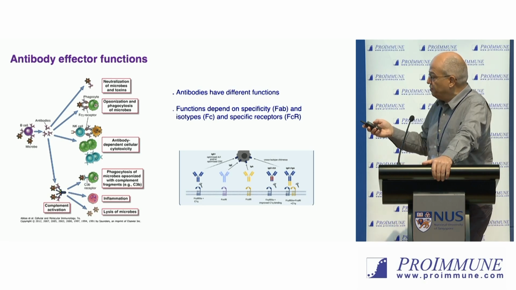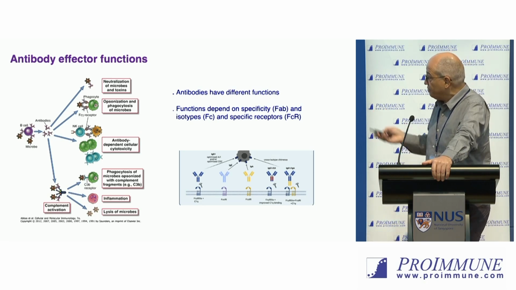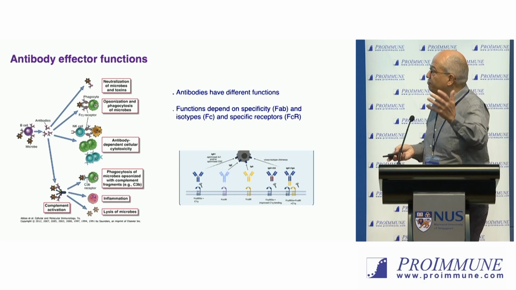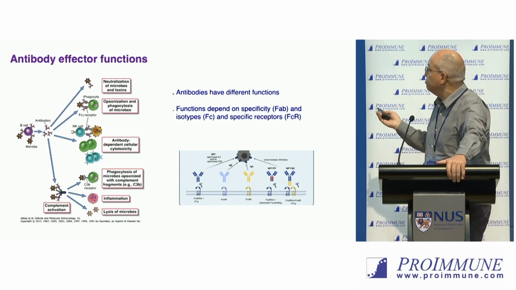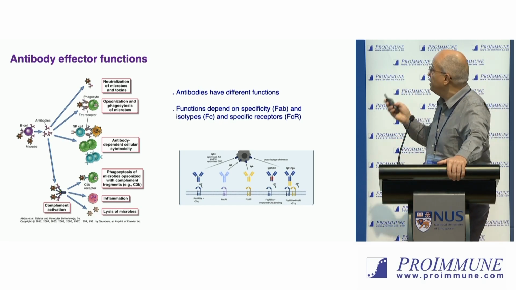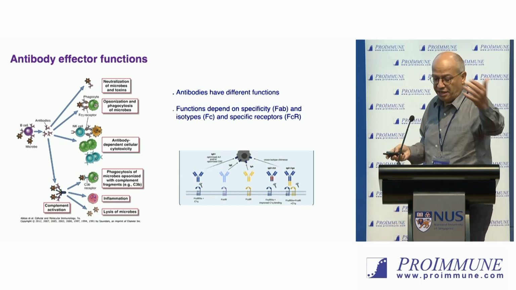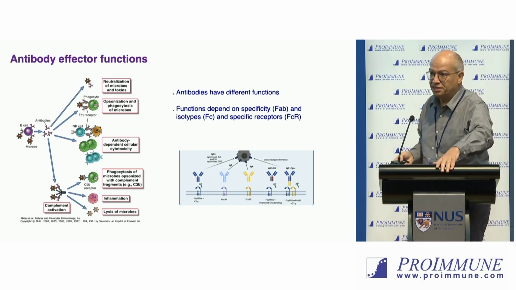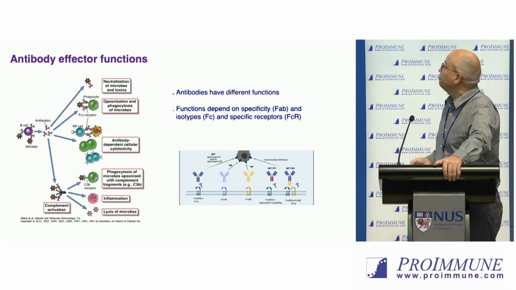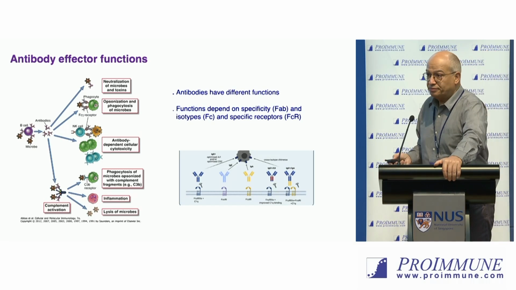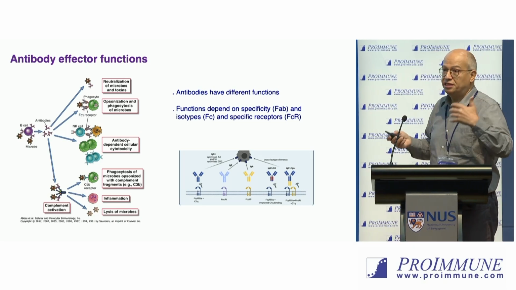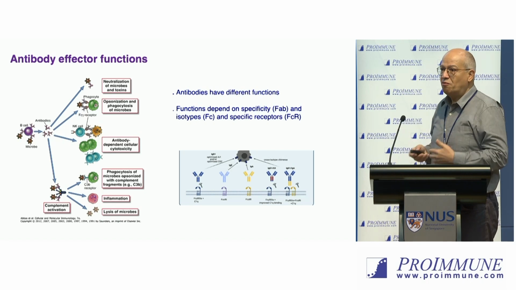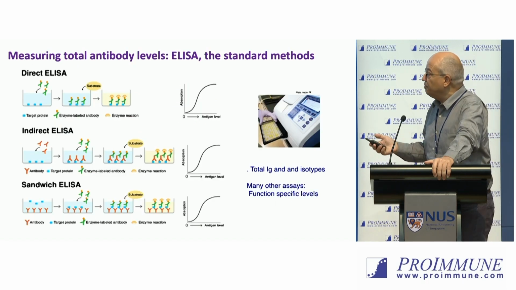And these different functions come from the Fc region, the part which is not recognizing the antigen, which comes in different flavors, from IgG1 to IgA, IgE, and so on. And they will engage different Fc receptors on different types of cells, inducing different types of reactivities. So you could focus and measure one or the other activity, but usually at the first screen you need to look at what antibody levels we have.